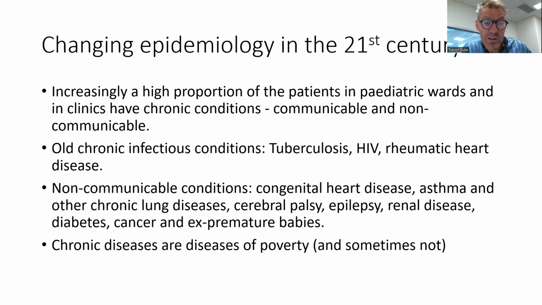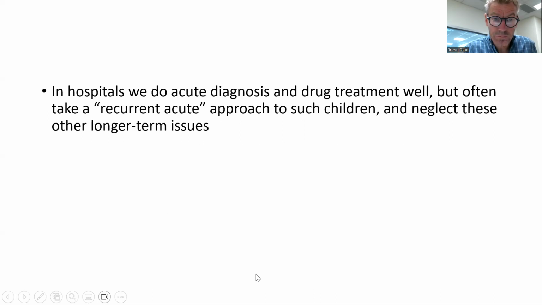Many chronic diseases are diseases of poverty. Not all, but many are, or at least the outcomes are. So children who are not living in poverty often have a very good outcome from chronic diseases because they get treatment, their families are educated, they understand how to look after them, whereas children who live in poverty often have a very poor outcome from chronic diseases, and we just need to be aware of that.